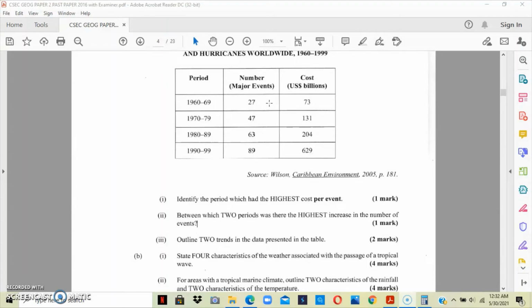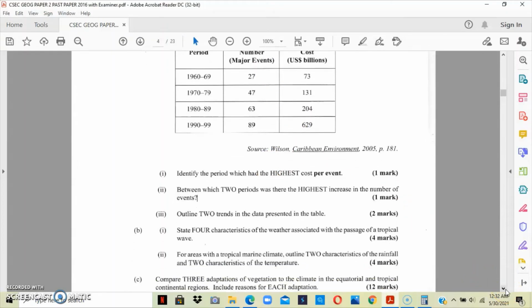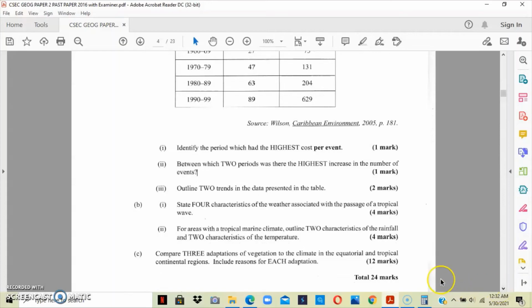All right, so part B, question 1 asks us to state 4 characteristics of weather associated with the passage of a tropical wave. Now, the weather associated with a tropical wave includes moderate winds, heavy and continuous rainfall, overcast skies, and the temperatures usually remain high.